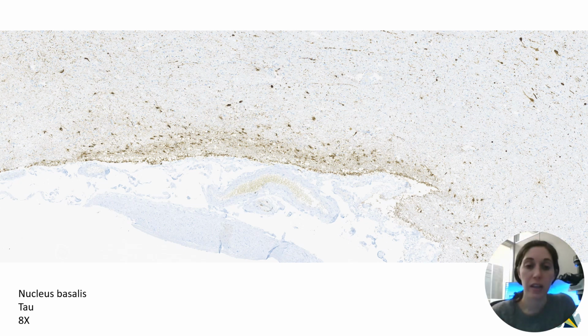What you're looking at here is the inferior surface of the brain. You can see some vessels at the bottom, and then you can see the pial surface of the brain. And then right above that, you see these clusters of tau staining.